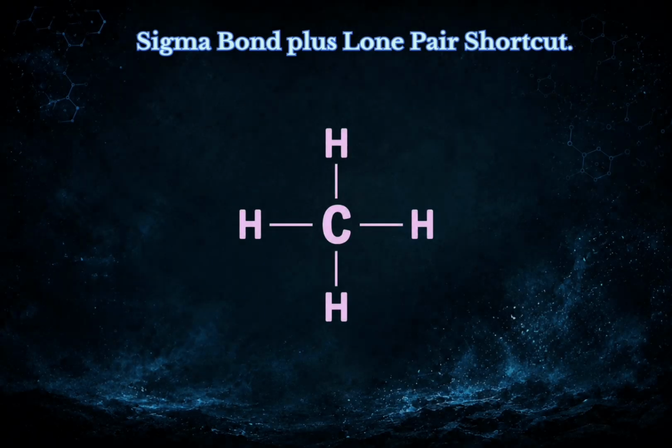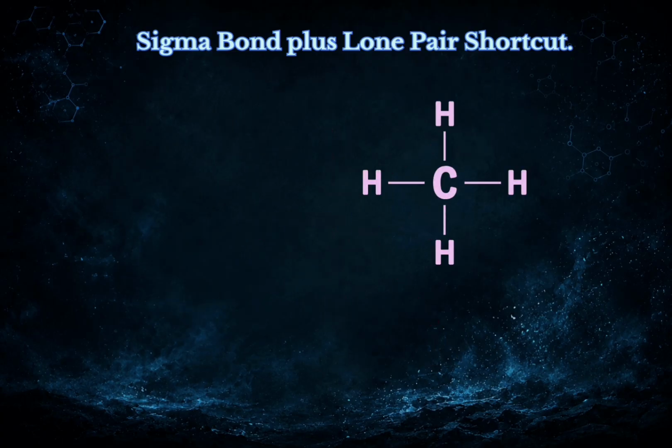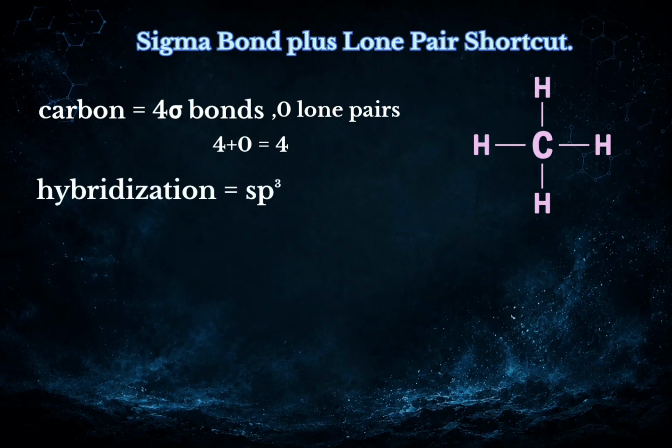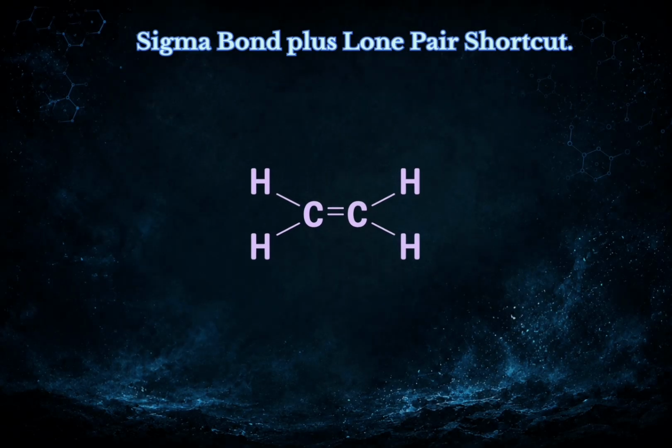First, methane, CH₄. Focus only on the central carbon atom. Carbon forms 4 single bonds with 4 hydrogen atoms. Each single bond contains one sigma bond. So carbon has 4 sigma bonds and 0 lone pairs. 4 plus 0 equals 4. A steric number of 4 means the hybridization is sp³, its geometry is tetrahedral, with a bond angle of approximately 109.5 degrees. Now let's move to the next molecule.